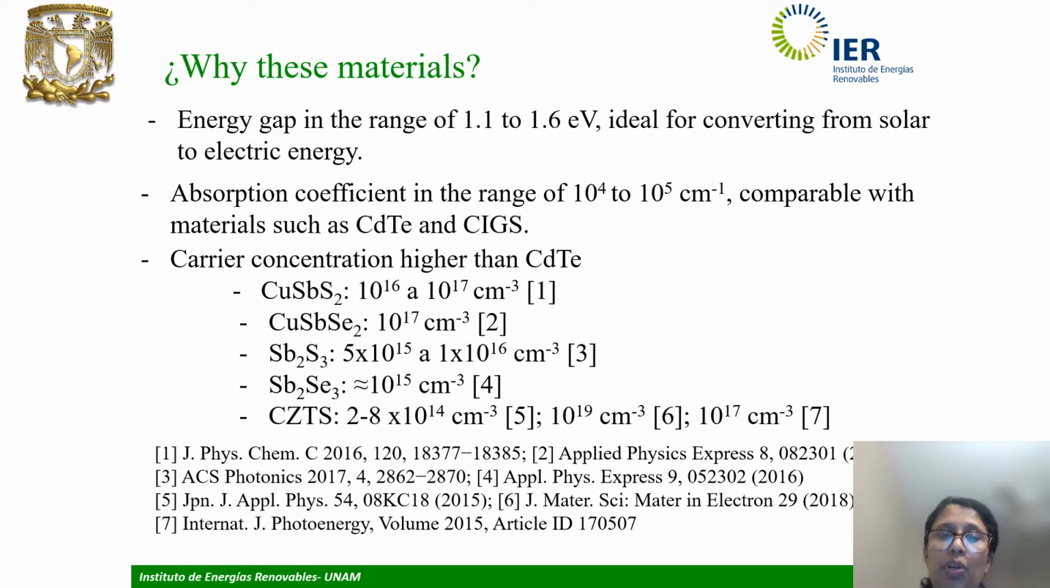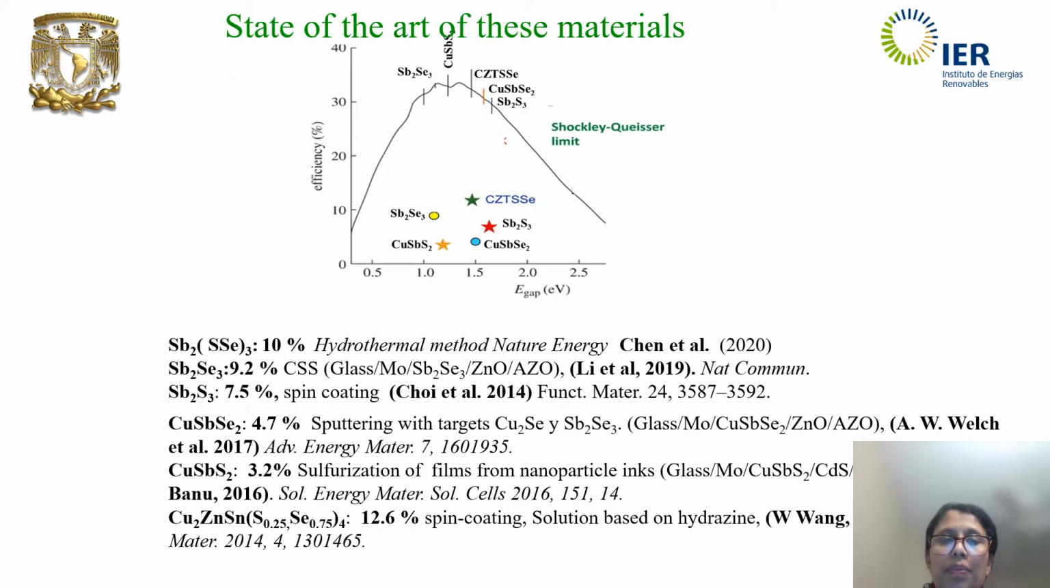It is very important to note that their optical and electrical properties are on par with cadmium telluride and copper indium gallium sulfide. Antimony sulfoselenide has demonstrated an efficiency of 10% by the hydrothermal method. The efficiencies of these materials are still in this range. There is much more room to improve. Their theoretical efficiencies are close to 30%.